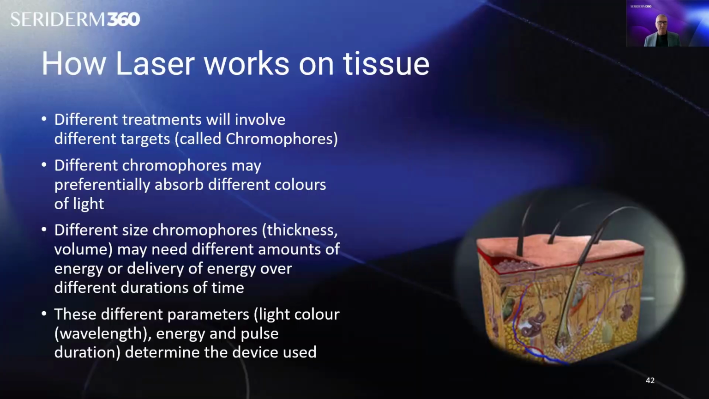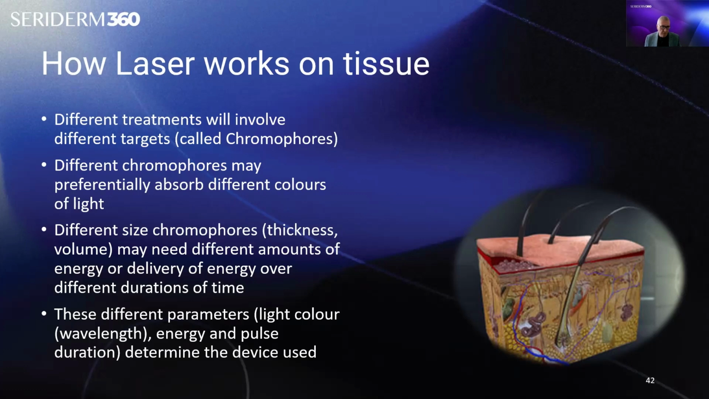So different treatments involve different targets, which we refer to as the chromophore. Different chromophores absorb different colors of light. So when we say looking at removing a blood vessel, we need light that's going to be highly absorbed in blood. So we're going to need our yellow or green wavelengths to be able to do that. If I'm looking to perform hair removal, then we need light that's going to be highly absorbed in melanin. So we would choose a red wavelength, and we'll come on to that in a minute.